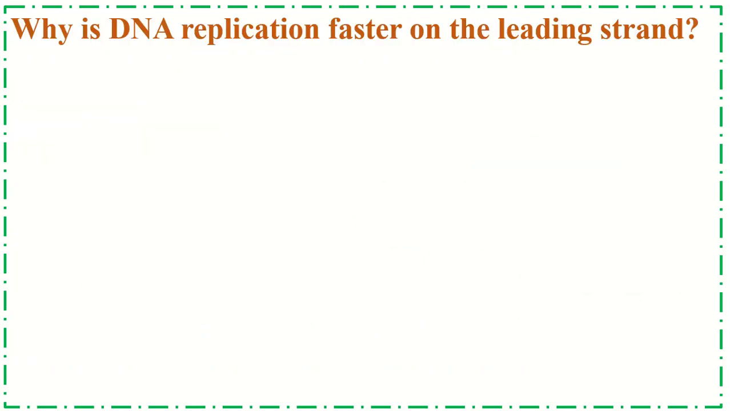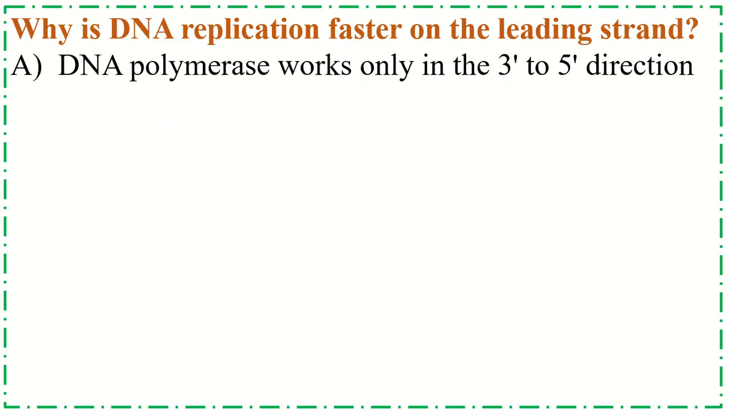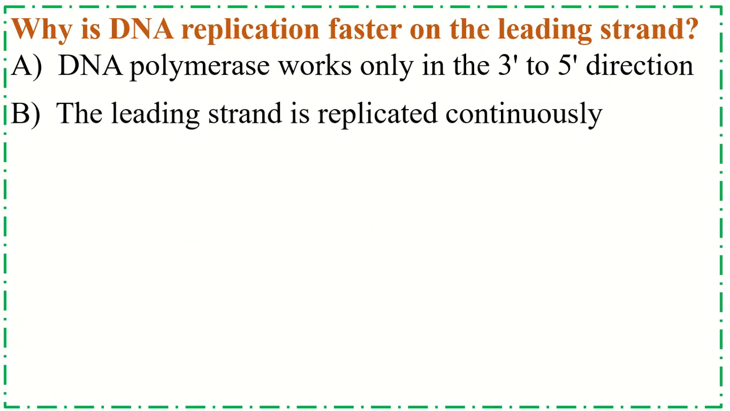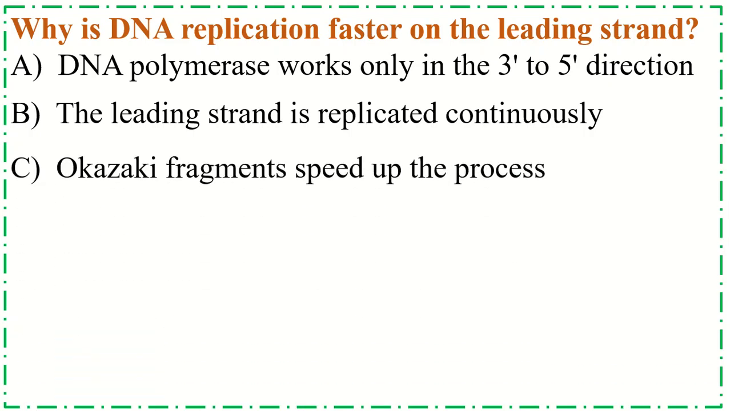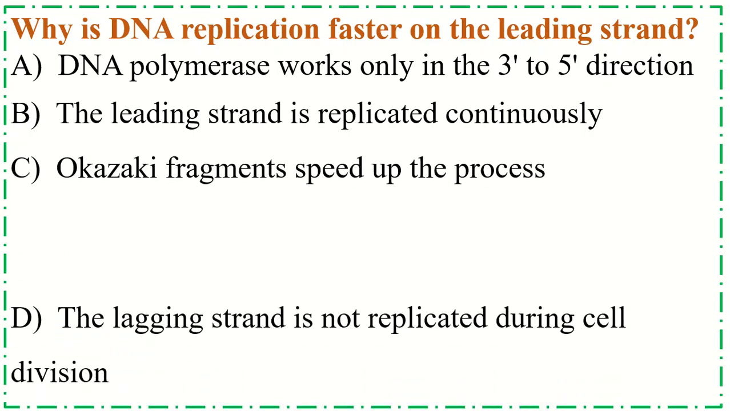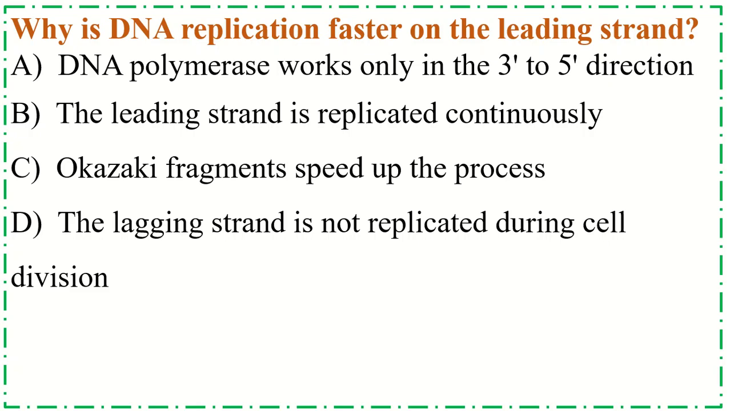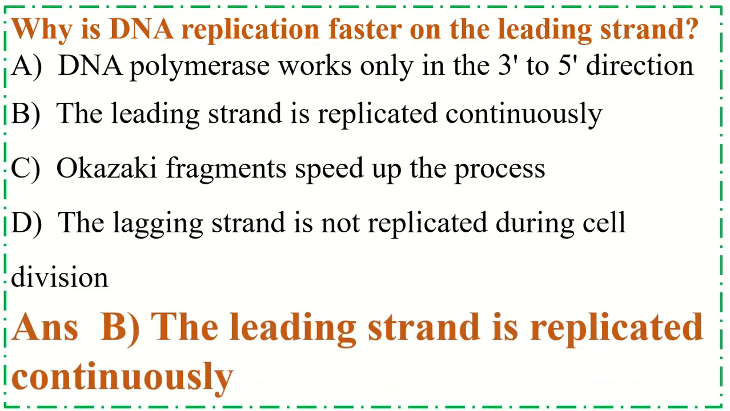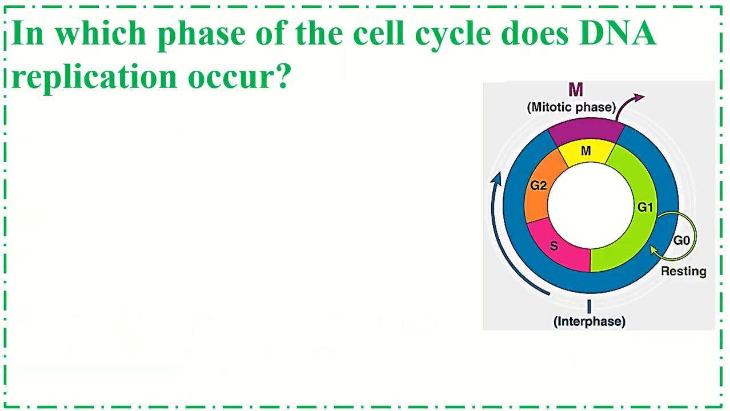Why is DNA replication faster on the leading strand? Option A, DNA polymerase works only in the 3' to 5' direction. B, the leading strand is replicated continuously. C, Okazaki fragments speed up the process. D, the lagging strand is not replicated during cell division. Correct option is B, the leading strand is replicated continuously.